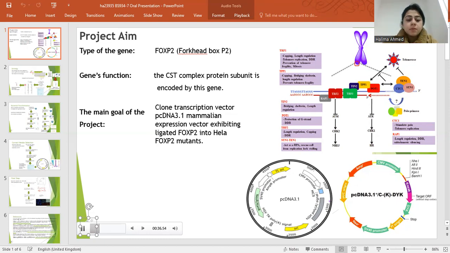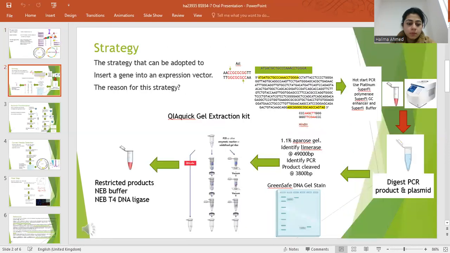So here, what's the main goal of my project? I am going to insert the FOXP2 gene into a pcDNA 3.1 vector, which is designed for expressing genes in mammalian cells. The vector with the inserted FOXP2 gene is then introduced into HeLa cells, specifically HeLa cells with some modifications or mutations. Now we are going to the next slide.